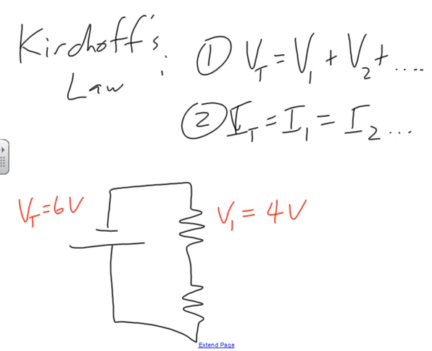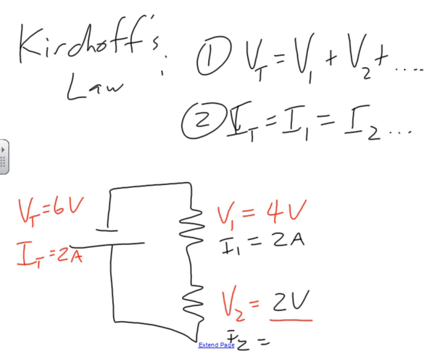By definition, the voltage here has to be 2 volts. Now, if I told you the current here was equal to 2 amps, then by definition, the current right here would have to be 2 amps. And the current here would have to be 2 amps, because the current adds up everywhere.